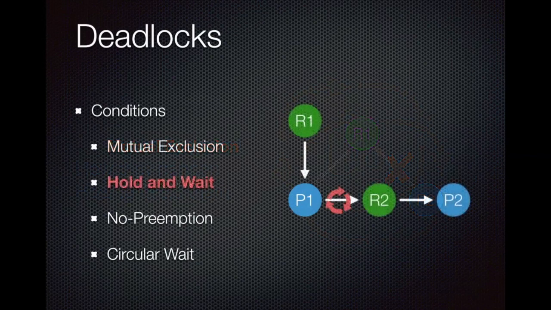Hold and wait is another important condition for deadlocks to occur, and that is where process one is currently holding resource one. It wants resource two, but process two is holding resource two. And so process one is just going to sit there and wait for resource two, and while it's waiting, it's going to hold on to that original resource.